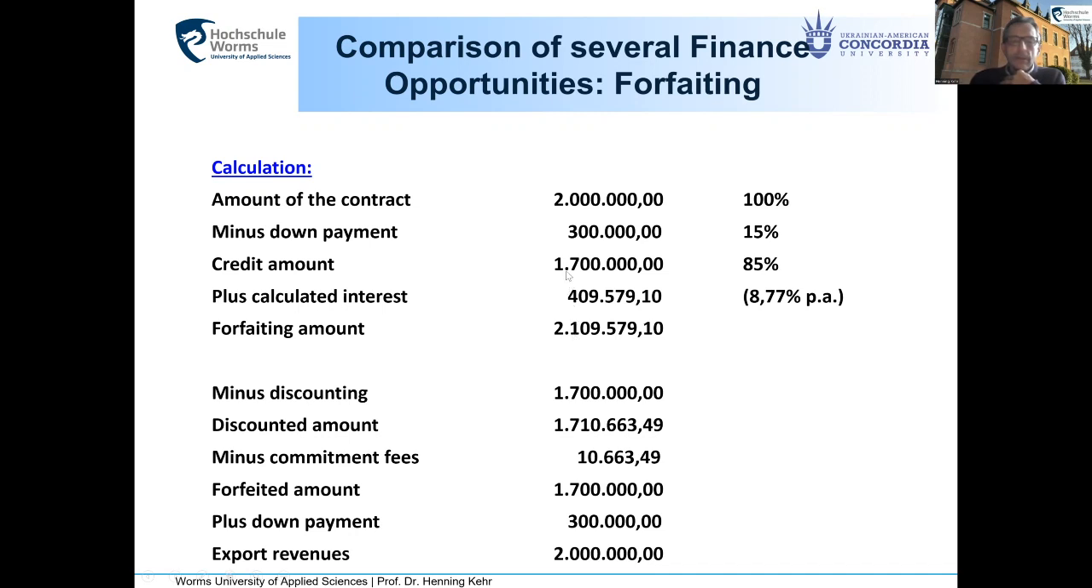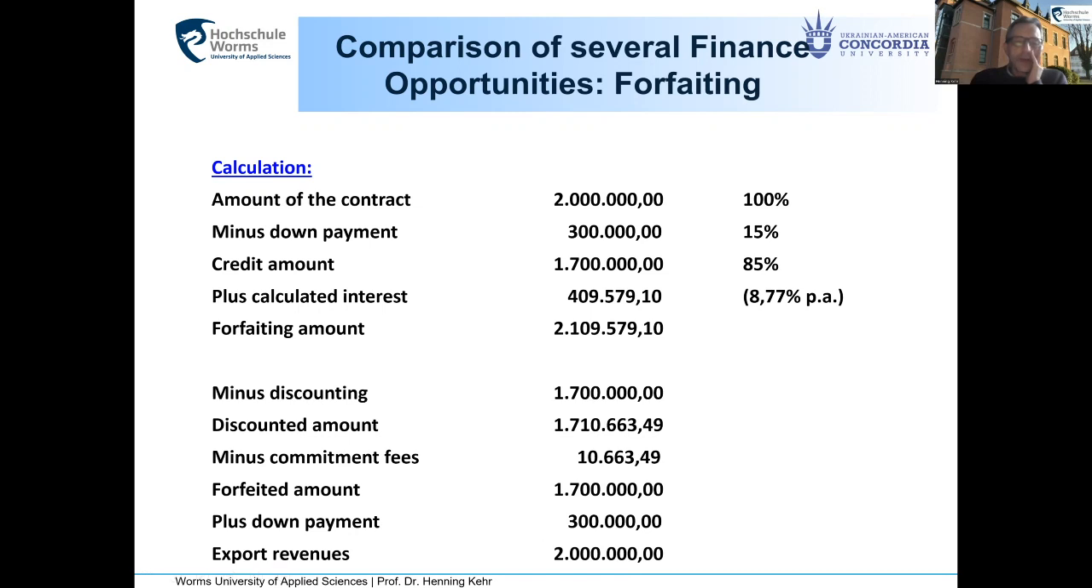Both together, the receivables to be paid plus the interest to be paid by the importer is in whole 2,109,579. Now, look for the calculation at the bottom here. Discounted amount, minus some fees, plus a down payment, at least are 2 million again. So that's a contract value again.